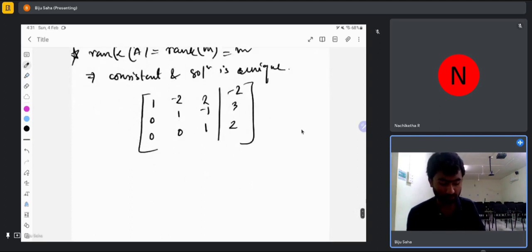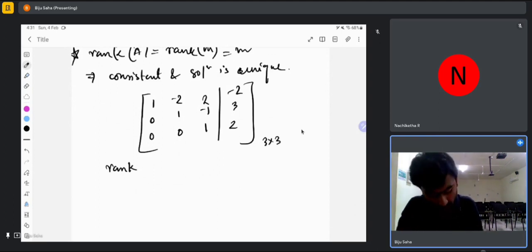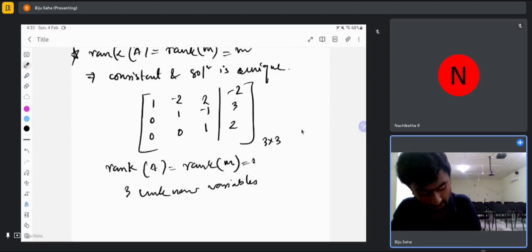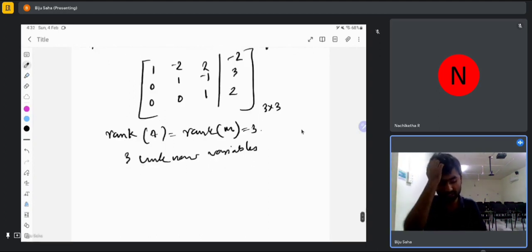From here, what you see is that it's a 3 cross 3 matrix. So there are 3 unknown variables, that is for sure. The rank of the augmented matrix is equal to the rank of the matrix of coefficients, which is equal to 3. So this system of equations is consistent and also has a unique solution.